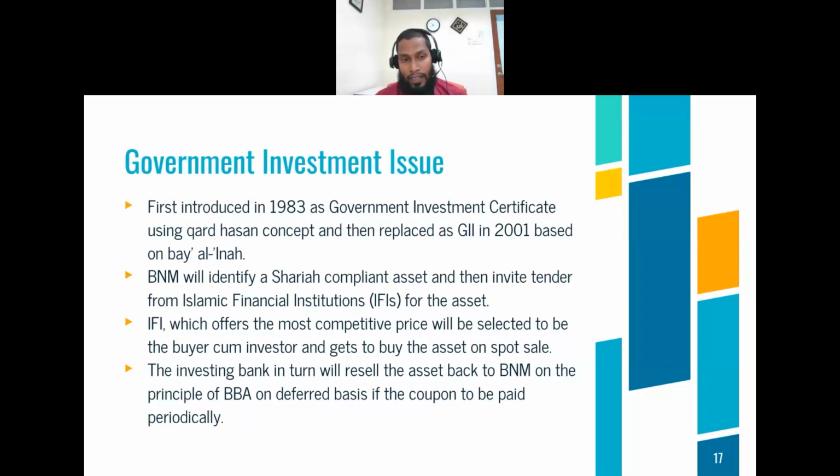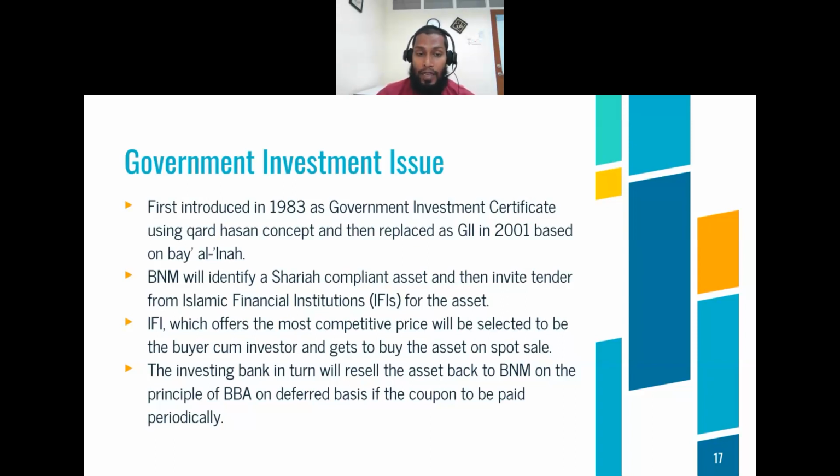So when BNM wants to issue this GII, it will identify a Sharia compliant asset. So there should be an underlying asset, and then it invites tender from Islamic financial institutions for the asset. So it will open tender. Whoever offers the most competitive price will be selected to be the buyer as well as the investor and gets to buy the asset on spot. Based on the bid, the financial institution that puts the most competitive price will be chosen to get this GII. So the investing bank in turn will resell the asset back to BNM.